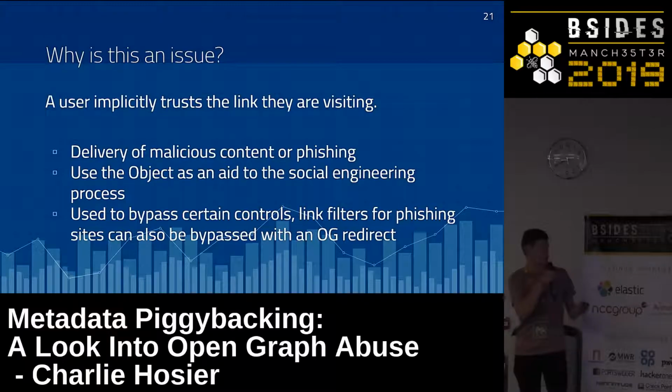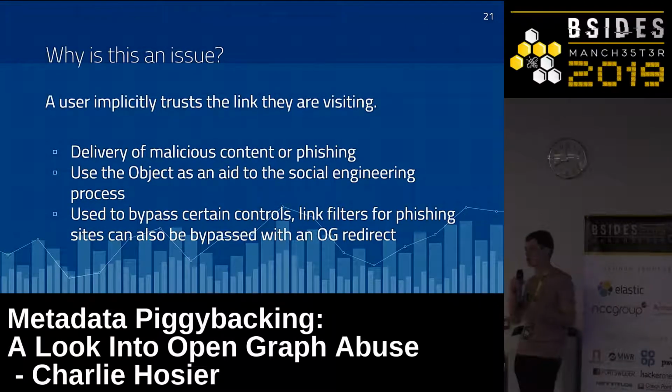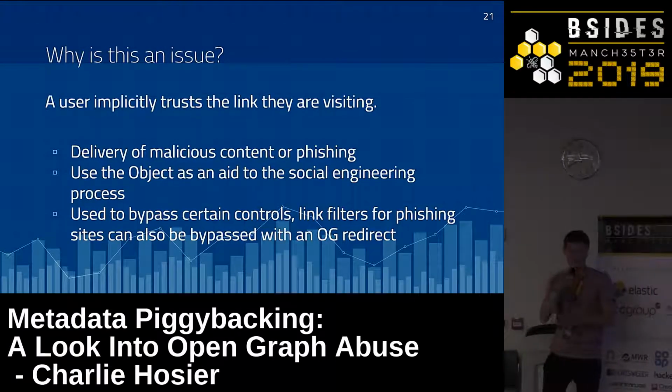So why is this an issue? If a user implicitly trusts the link they're visiting, then you can deliver malicious content and phishing. You can also use the object as an aid to social engineering because it looks exactly right. If you are targeting Facebook, for instance, in a phishing campaign, it looks like that link is a link to Facebook. So then you can use that in your social engineering.